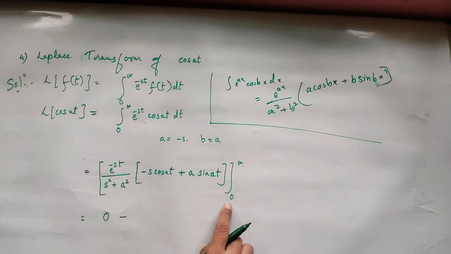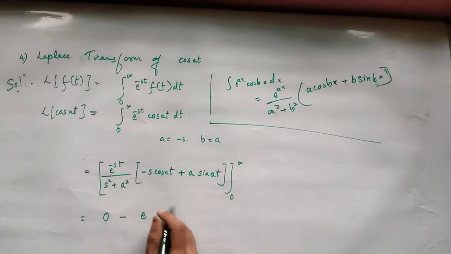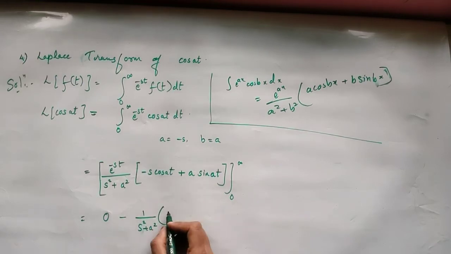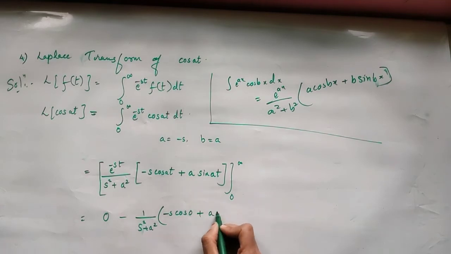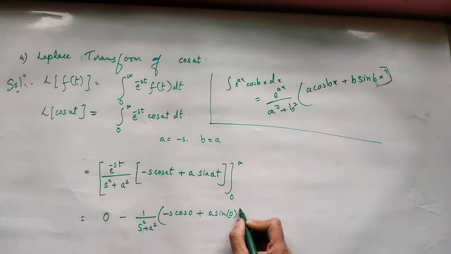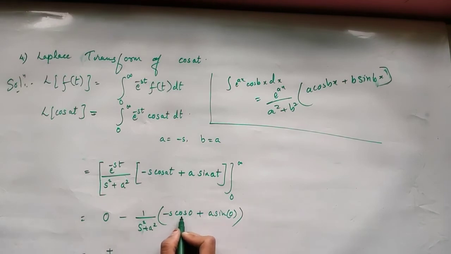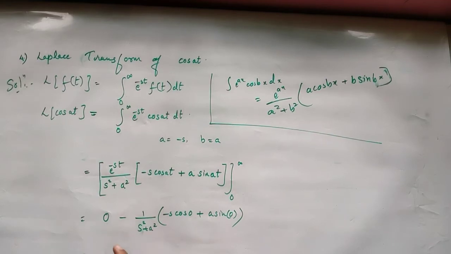Minus the lower limit, where the t value is 0. So e to power minus s into 0 becomes e to power 0, which is 1. E to power 0 is 1. 1 divided by the denominator as it is, into minus s cos 0 you will get, because you are putting t as 0, so a into 0 is 0. So cos 0 you will get, plus a into sin 0 you will get. Now this is equal to minus of minus plus, sin 0 is 0, cos 0 is 1, minus of minus plus, you get s divided by s square plus a square.